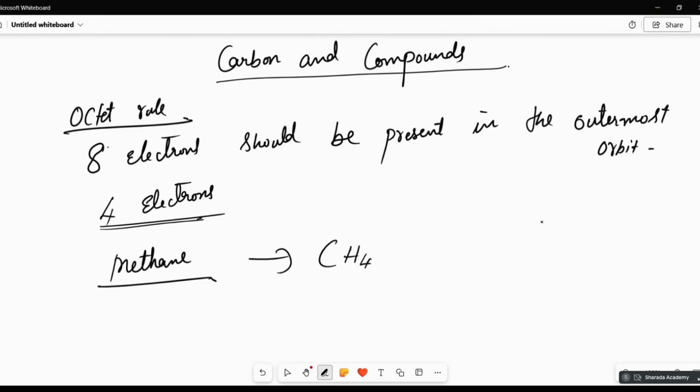Carbon has 4 electrons in the outermost orbit. I will write it like this. It has 4 electrons in its outermost orbit, and that 4 I will write here.